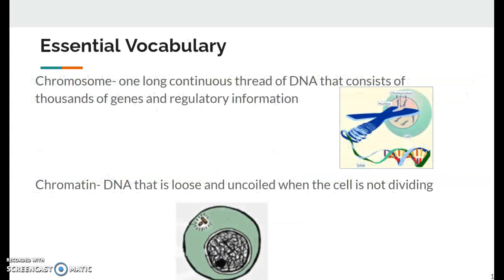All right, some essential vocabulary. A chromosome is a long, continuous thread of DNA that consists of thousands of genes and regulatory information. So when it's unwound in that way. Chromatin, right? Chromatin is DNA that's loose and uncoiled when the cell is not dividing. So when the cell is not dividing, the DNA appears as chromatin. When it is, it appears as chromosomes. So chromosomes is when it's more wound up. Chromatin is when it's more unwound.